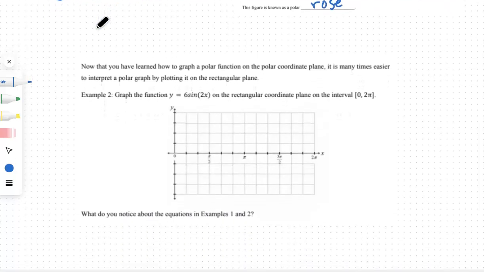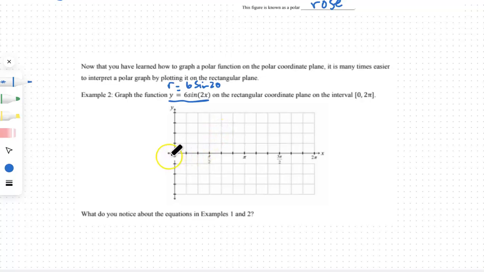Okay, so we graphed the polar function on the polar coordinate plane. Let's take a look at the same function written in terms of x and y. Before, I had r equals 6 sine of 2 theta, and I graphed it on the polar plane. Now I've got an input value of x and an output value of y.